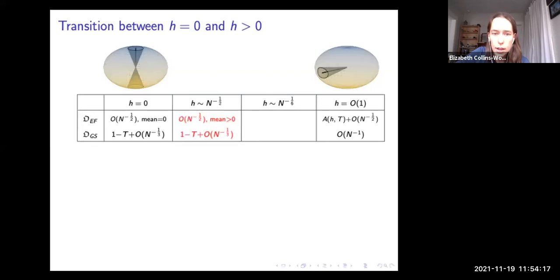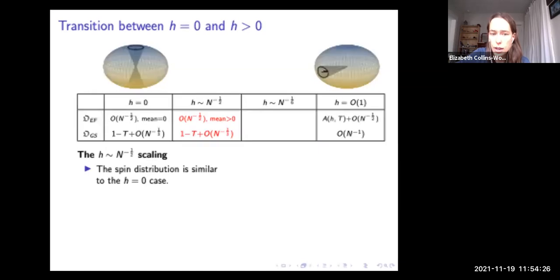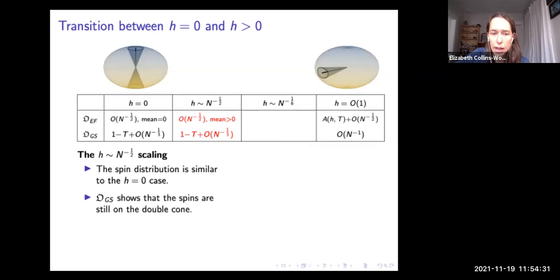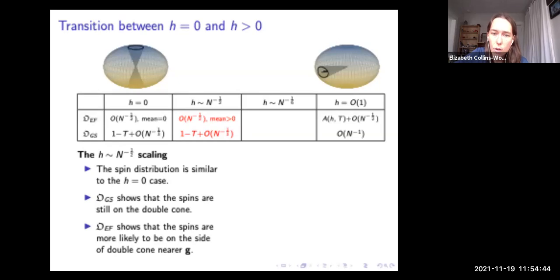Okay. So for the case of n to the minus 1/2 scaling, if you compare those two columns, you see they look very, very similar. So the spin distribution is similar to the H equals 0 case. In particular, if we look at that last column, the overlap with the ground state, that's showing us that the spins are still concentrating on that double cone around the ground state. But if we look at the overlap with the external field in that first row, we'll see that now, even though it's still very small, it has a positive mean rather than a mean 0.